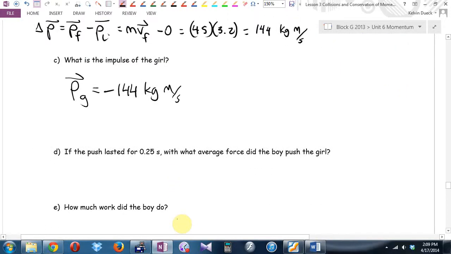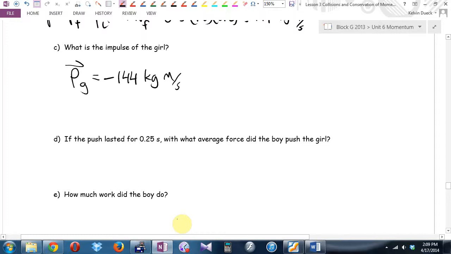If the push lasted for a quarter of a second, for 0.25 seconds, with what average force did the boy push the girl? Okay. I think now I can say change in momentum also equals force times change in time.